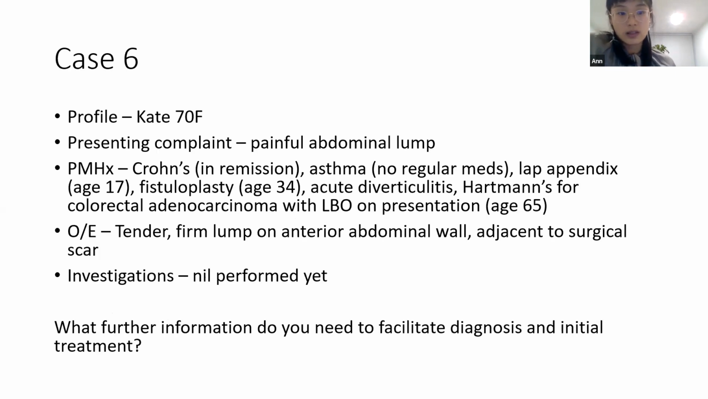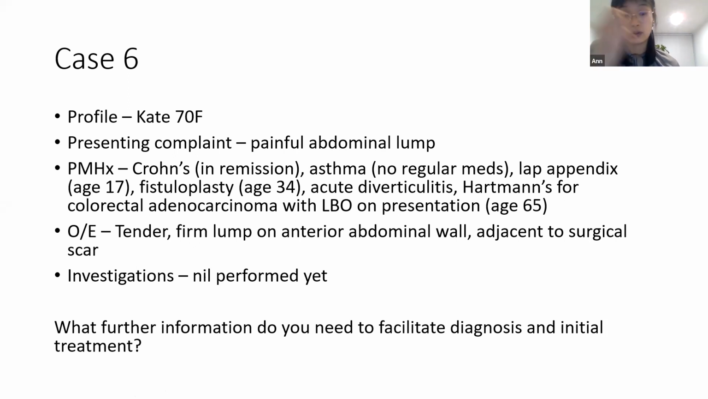So case number 6. So Kate has aged again. She's now 70 years old. This time she's presenting with a painful abdominal lump. In terms of past medical history, as we already know, all the above, plus in addition to her presentation from malignant bowel obstruction, she ended up undergoing a Hartmann's procedure. Basically, that just means that she's had part of her descending colon and the sigmoid and rectum removed, and she now has an end colostomy.